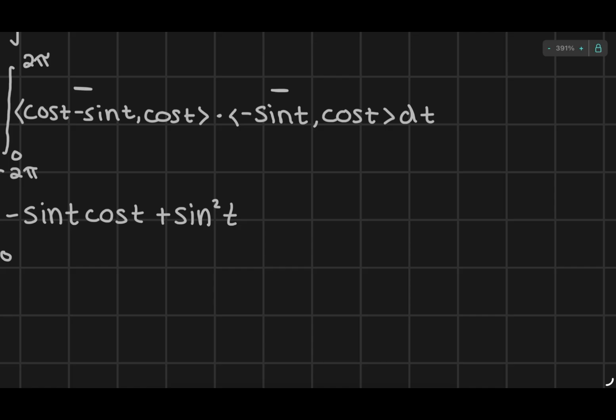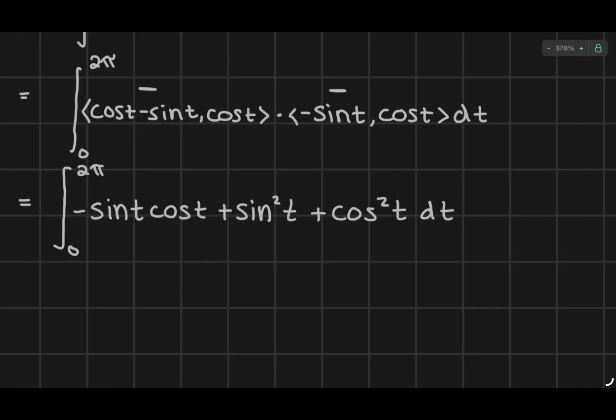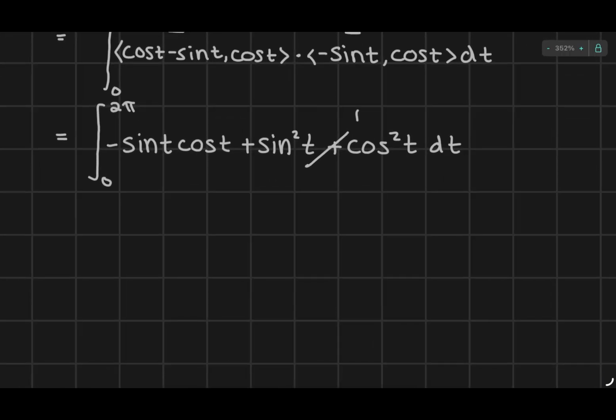Finishing off our dot product, looks like we're going to have cosine of t multiplied by cosine of t. So we can just go ahead and add plus cosine squared of t dt. And our favorite trig identity, sine squared of something plus cosine squared of the same thing, is going to equal 1. So that's just going to be 1. So we're going to have from 0 to 2 pi of negative sine t cosine t plus 1 dt.